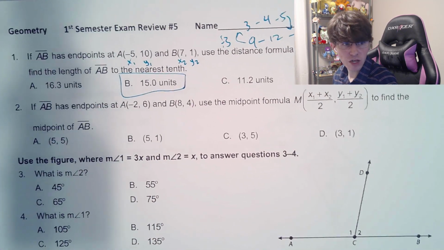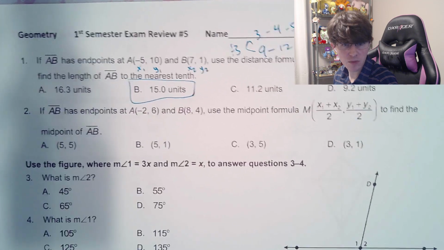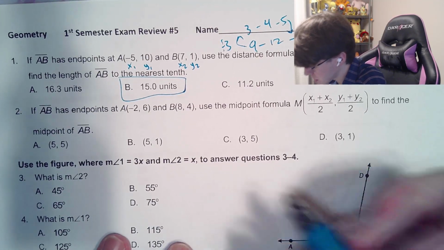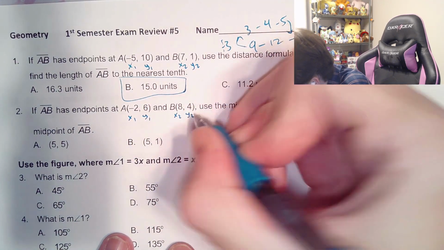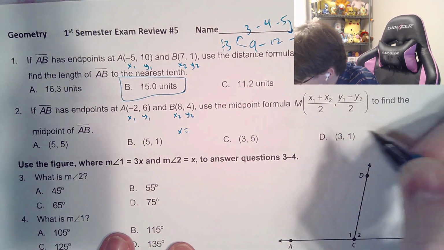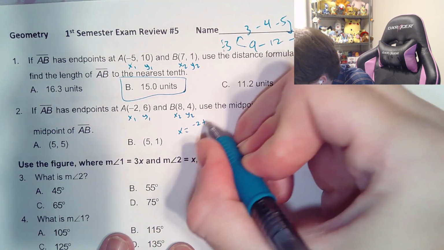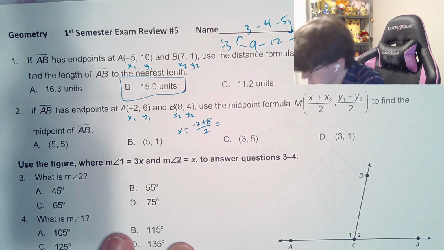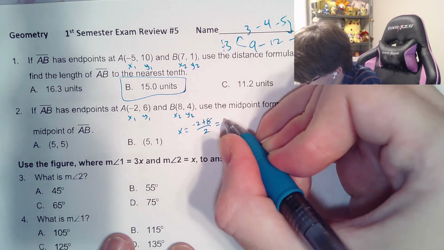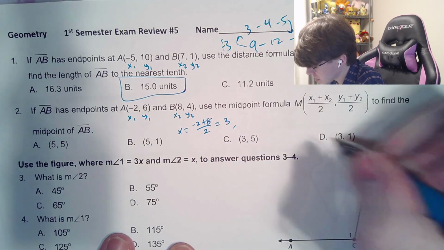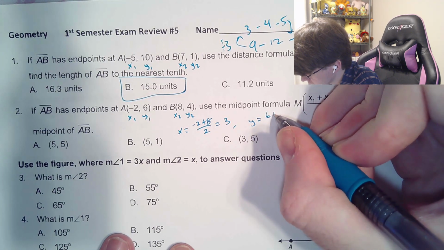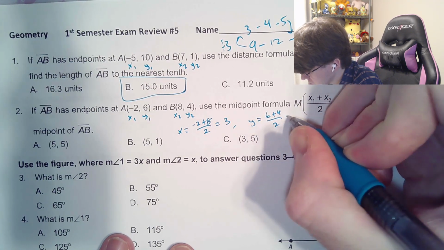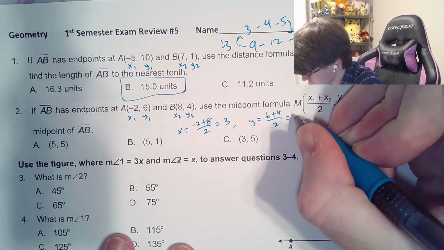Here we go. Number 2, if AB has these endpoints, use the midpoint formula. So just like we did last time, we're going to call this one our x1, our y1, our x2, our y2, and our x value is the first two added together. So -2 plus 8 divided by 2, that's 6 divided by 2, which is 3. After that, our y value is going to be y1, 6 plus 4, divided by 2. 6 plus 4 is 10, divided by 2 is 5.